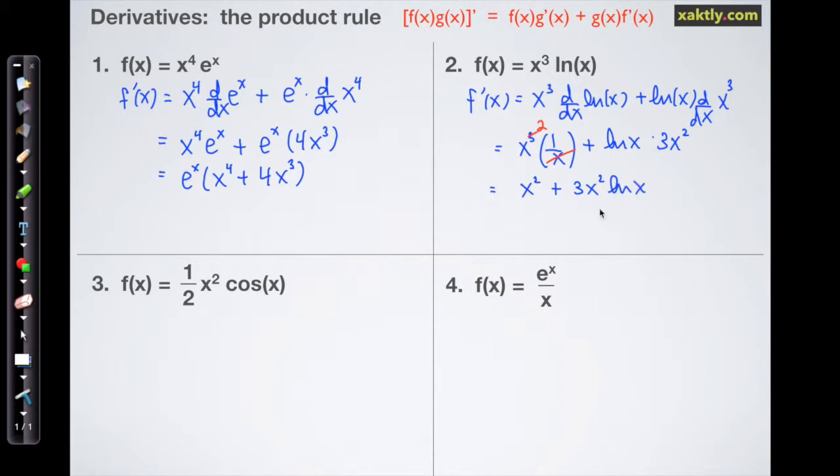I like to write that 3x squared in front of the log x so that there's no mistaking that I'm taking a log of the 3x squared part. And then I can simplify like that.